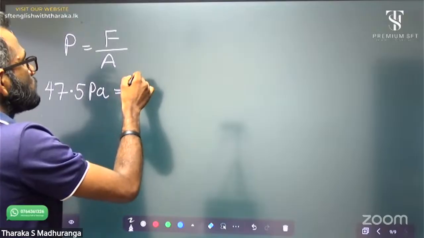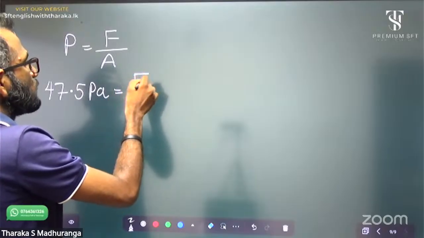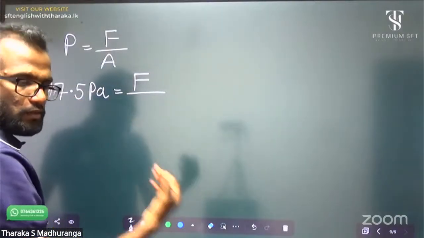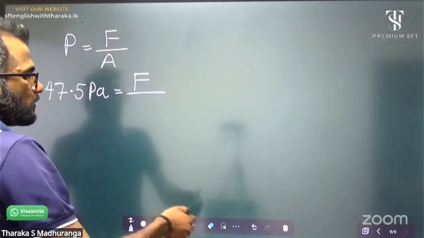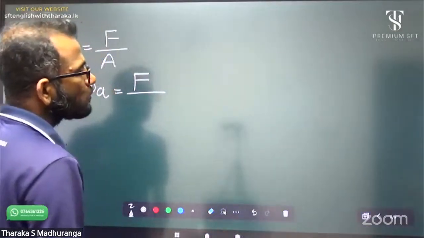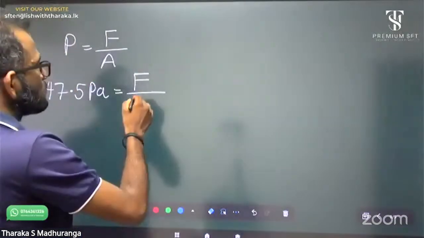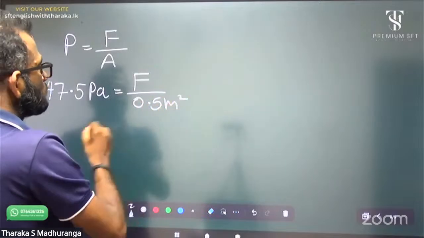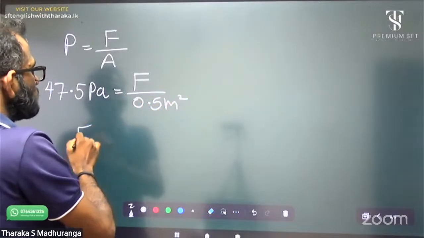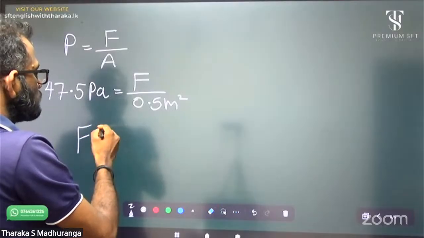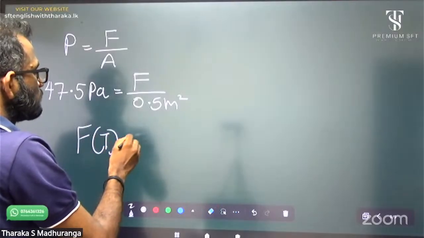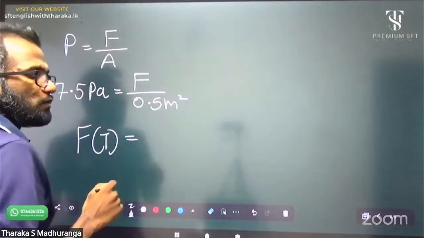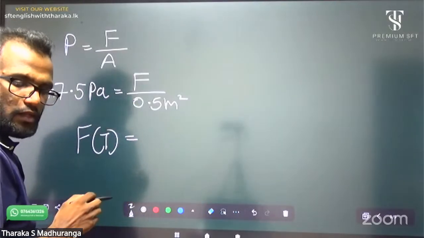Equal, the applied force is the tension, the force given by the pressure difference. The cross section area is 0.5 square meter. Therefore, the tension or applied force is equal to 47.5 times 0.5.